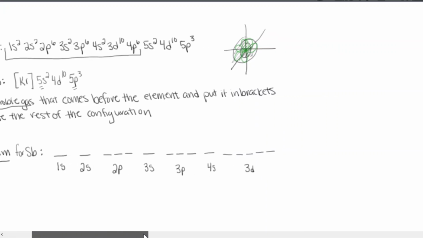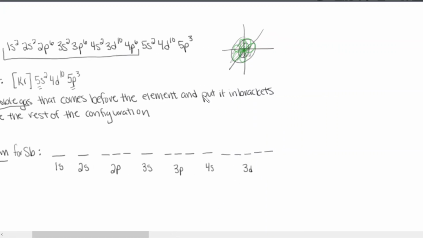Let's keep going here. After my 3d comes the 4p. 1, 2, 3 for the p's. Then the 5s, just 1 for the s. My 4d is going to have 5 orbitals. And lastly, the 5p. 1, 2, 3.